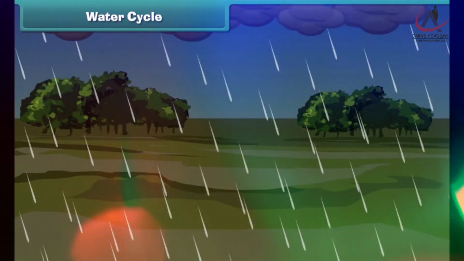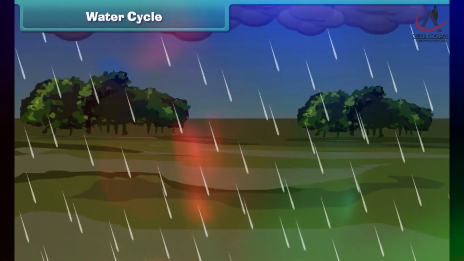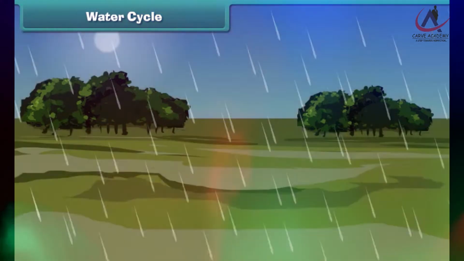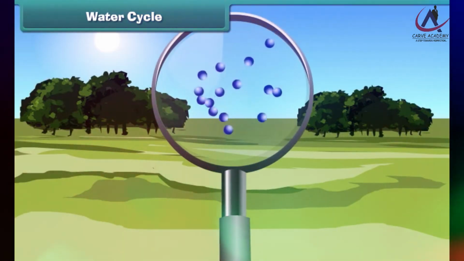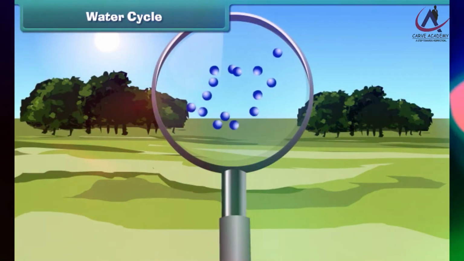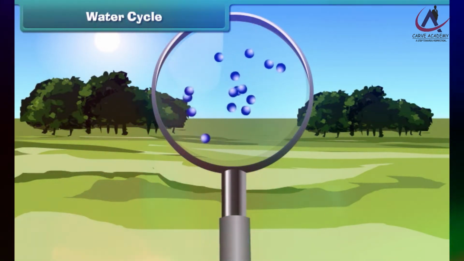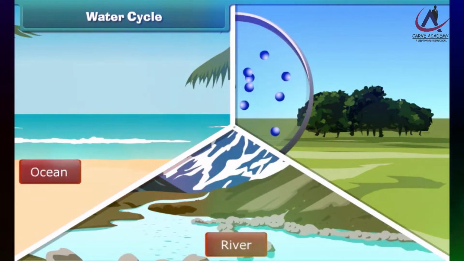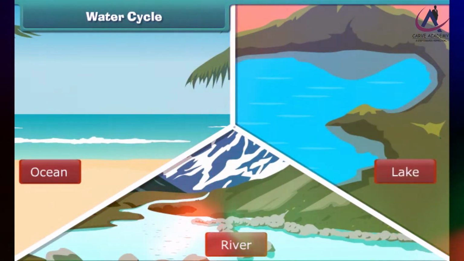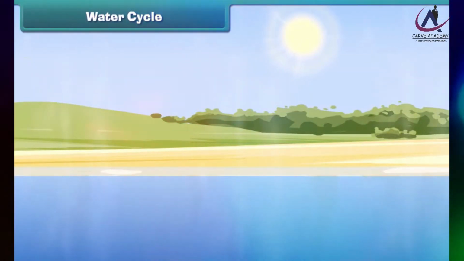Have you ever wondered where all the water in rain comes from? Well, there is always a certain amount of water vapor in the atmosphere. It comes from the Earth's surface water like oceans, rivers, and lakes. The heat of the sun heats up the water from the surface of these reservoirs and changes water from the liquid state to the gaseous state.